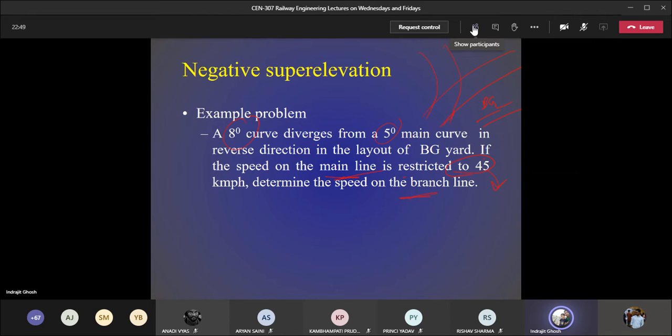And I found that, contrary to our belief, the Arora Saxena book is full of errors and other things. Some wrong information is given, but I found that the solution provided by Arora Saxena is much easier. So let us see how it works. Okay. So please note down these two values. So 8 degree is for the branch line and 5 degree for the main line, and the speed on the main line is given as 45 kmph.